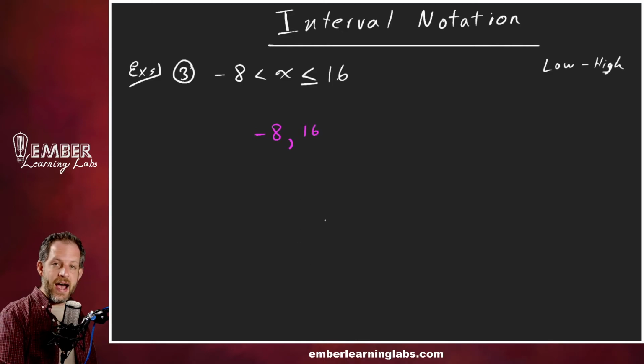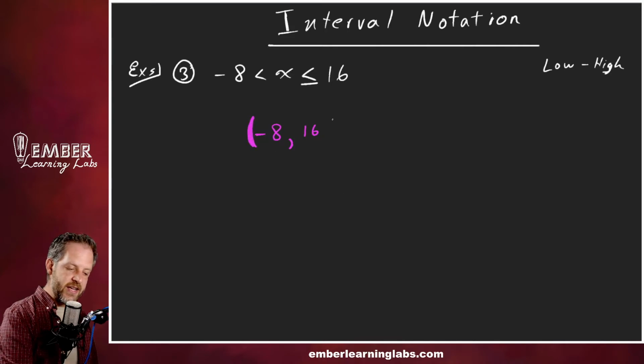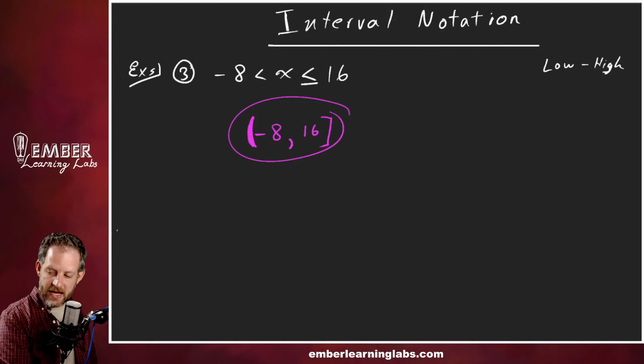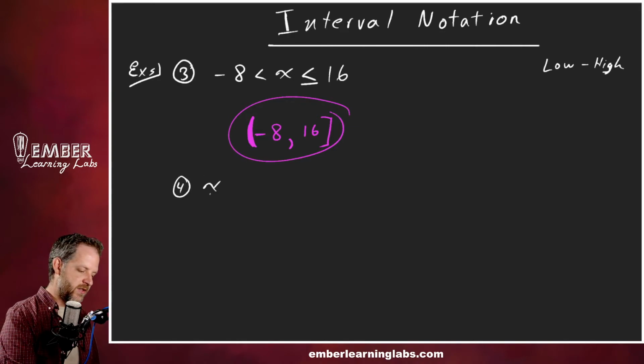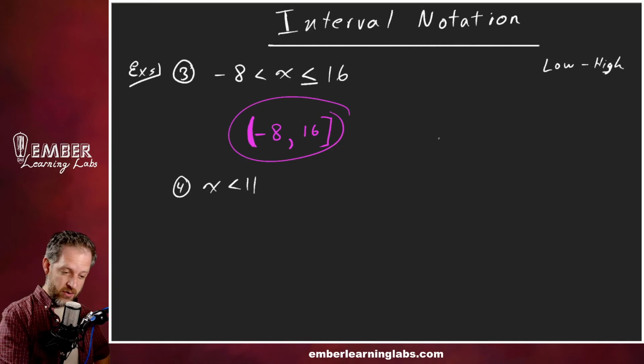Right? Now, we have to, on the outside, say whether it's not including or including. If it is not including, we put a parentheses, a round bracket. If it is including, we put a square bracket. Makes sense? Let's see if it does by doing another example. Example 4. Let's convert x is less than 11 to interval notation. Okay, so this time, x is less than 11. That means that our lowest number, if we're going low to high, is actually -infinity.